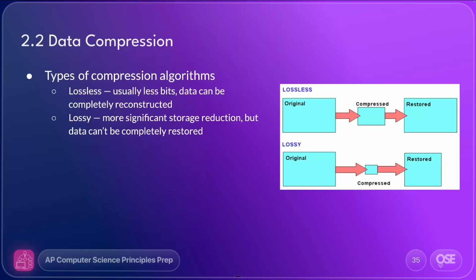That's what's called lossless compression. It takes fewer bits and the data can be completely restored. So same exact 4K image of the story meme. On the other hand, lossy compression has a more significant storage reduction, but the data can't be completely restored.